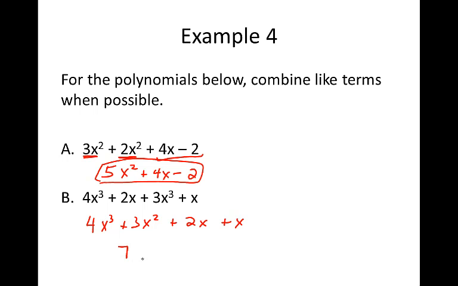So 4 and 3 is 7. Oop, this should be 3x cubed. 7x cubed plus 3x.